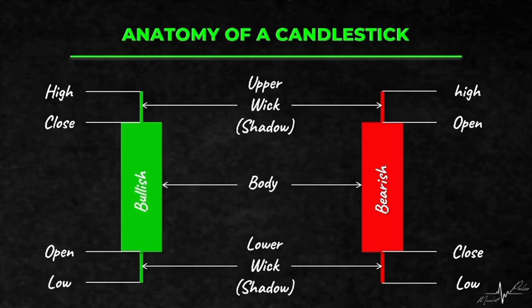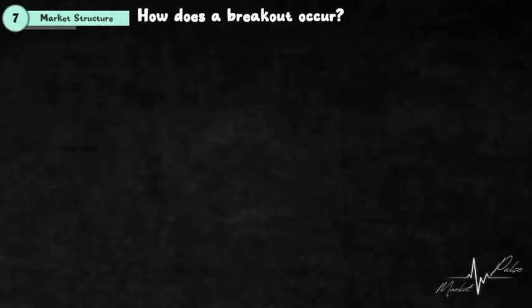Structure and liquidity are two inseparable parts of the market. Many liquidity areas find meaning through structure, and many structure levels become invalid with liquidity concepts. It can be hard to understand, but we'll cover it all today. Now, how does a breakout occur?